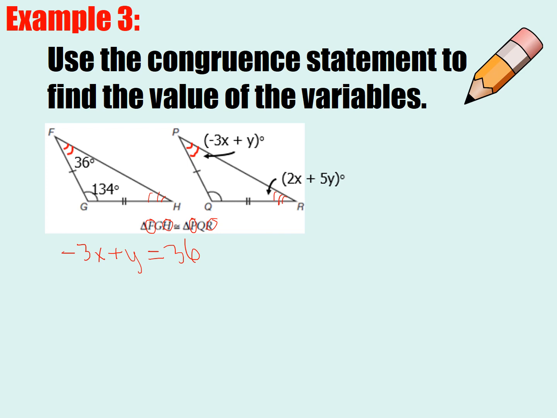Again, we don't have the degree measure on angle H, but we do know the angle measure of F and the angle measure of G, and we know that the total measure of a triangle is 180. So 36 plus 134 is 170, and 180 degrees minus 170 leaves us with 10 degrees. So that's our second equation. 2x plus 5y is equal to 10.